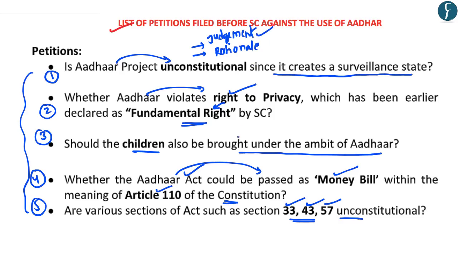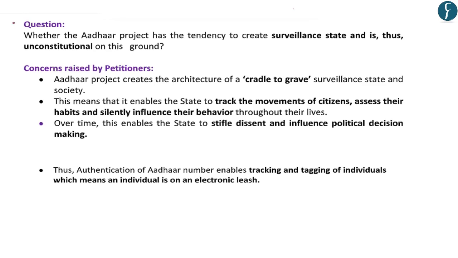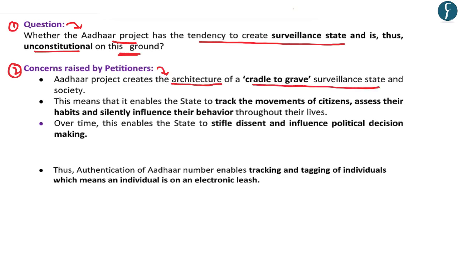So having listed out the petitions here, let us now understand as to what was the judgment of the Supreme Court in each of these petitions and on what basis the Supreme Court has arrived at the judgments. Now coming to the first petition, the question before the Supreme Court was whether the Aadhaar project has a tendency to create a surveillance state and is thus unconstitutional on this particular ground, wherein the petitioners had raised certain concerns with respect to the Aadhaar project, wherein the petitioners had argued that the Aadhaar project creates an architecture of cradle to grave surveillance state and society, which means that under the Aadhaar project, the government would be able to keep a track of an individual from his birth till death.